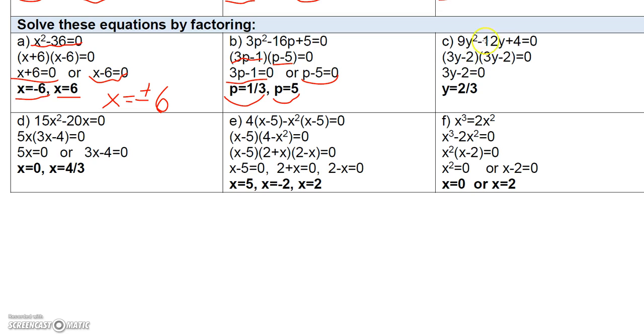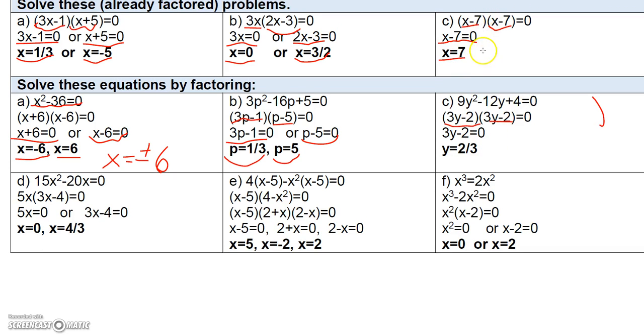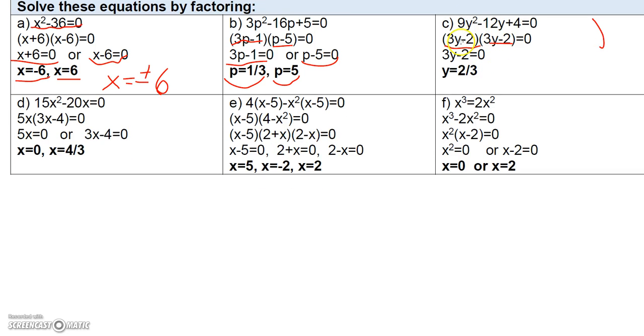Now this one, 9y squared minus 12y plus 4 equals 0, actually factors as a perfect square trinomial. That's 3y minus 2 times 3y minus 2. And again, like I did up here, when it shows up twice like that, you don't have to solve both equations because they're going to have the same answer. So just solve 3y minus 2 equals 0, and if you add 2 to both sides, then divide by 3, you get y equals 2/3.